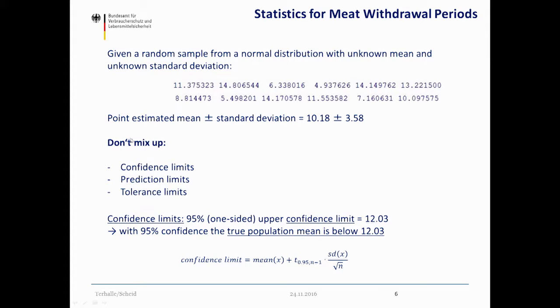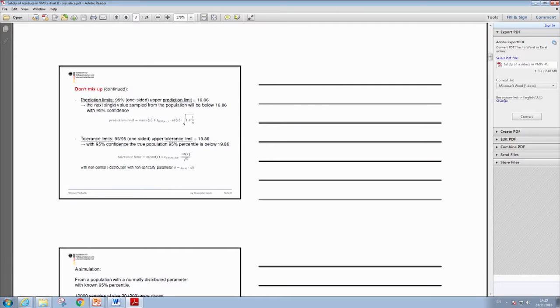This is a slide from Werner. He told me don't mix up confidence limit, prediction limit, tolerance limit. And he has given an example. A point estimate plus minus standard deviation for this type of data would be 10 plus minus 3. The 95% one-sided upper confidence limit would be 12. So in the end, it would tell you that with 95% confidence, the true population mean is below 12. And this is the equation for this. The prediction limit for the same set of samples would be 16, and the prediction limit would tell you that the next single value sample from the population will be below 16.